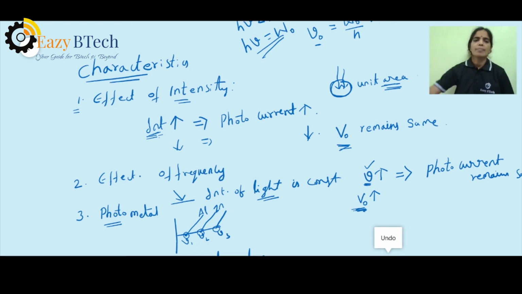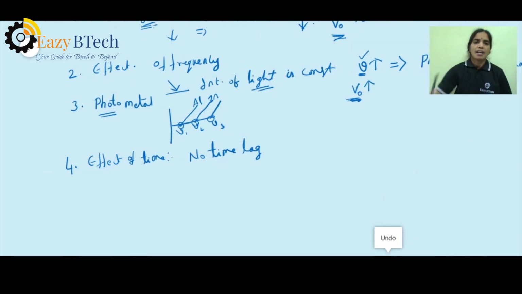Next comes the last one, effect of time. When I say effect of time, between the radiation that has been incident on the surface and the emission of electrons, there will be no time gap. As soon as sufficient radiation is incident, electrons start ejecting out. That means you do not have any time lag.